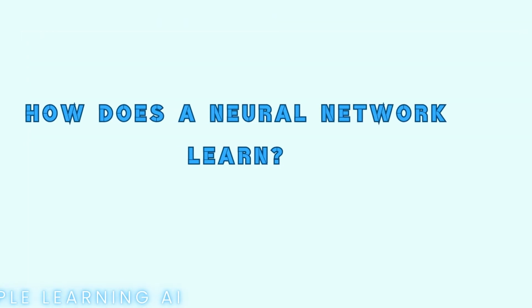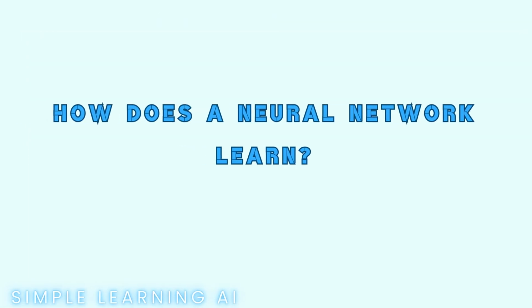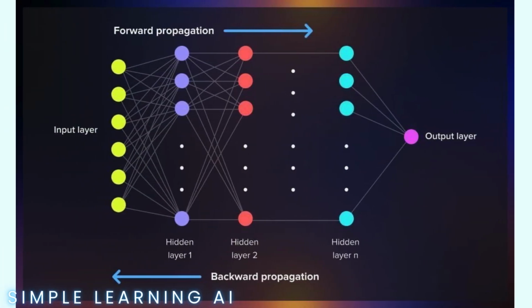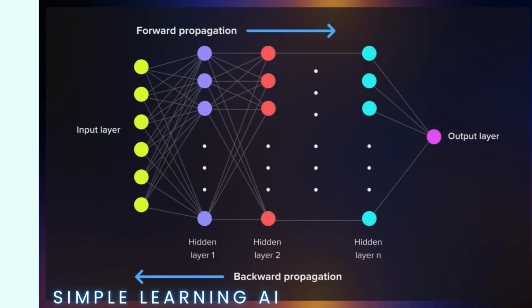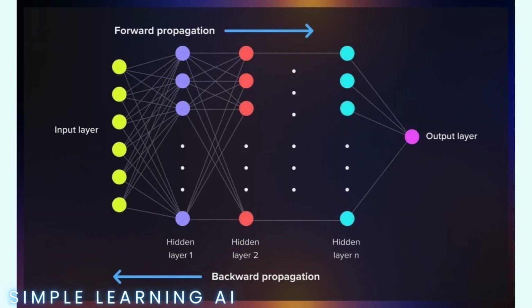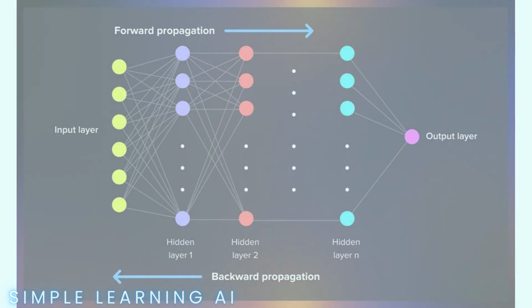How does a neural network learn? It learns through a process called backpropagation. Forward pass. Data flows through the network to produce an output. Compare output to actual answer. Calculate error, loss. Backward pass. Adjust weights to reduce the error using gradient descent. Over time, the network gets better and better at making correct predictions.